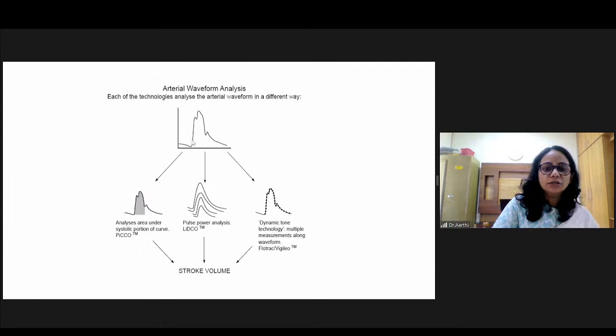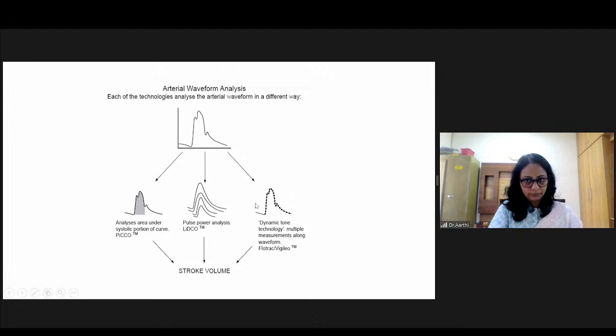So these are the different techniques used in different monitors to assess the arterial waveforms. In the PiCCO technique, as I was mentioning, they analyze the area under the curve, and in the case of LiDCO lithium dilution, PulseCO analysis is the methodology used to analyze the arterial waveform. In FloTrac and Vigileo, the dynamic tone with multiple measurements is done, analyzing the multiple waveforms to derive the stroke volume and, indirectly or directly, the cardiac output.